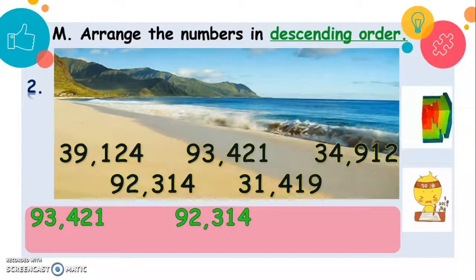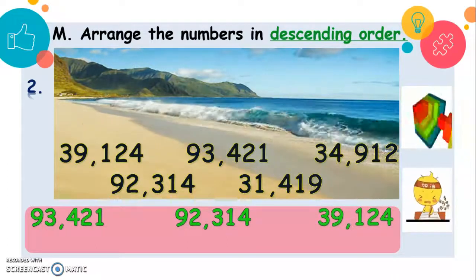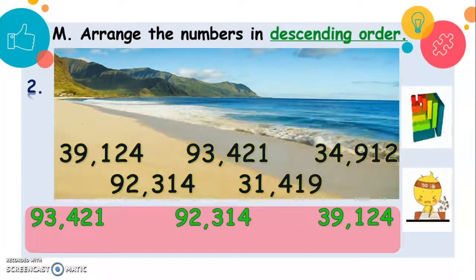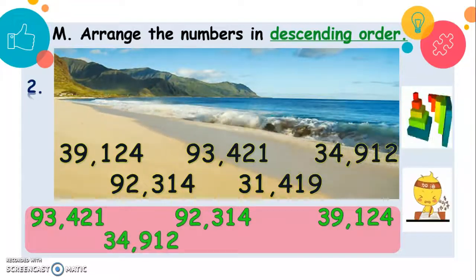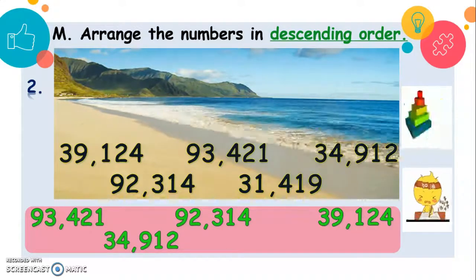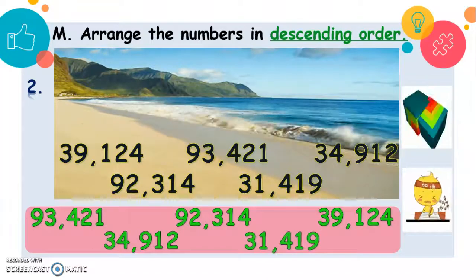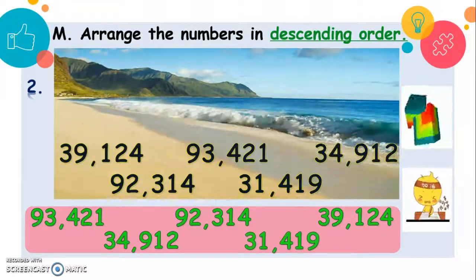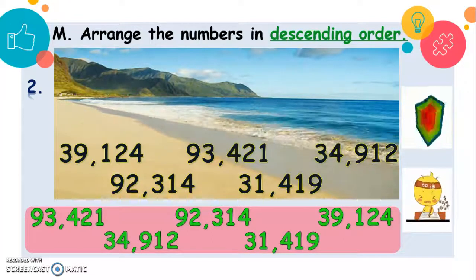The third number should be 39,124. Now, for the last 2 numbers, the next number is now 34,912. And the smallest number for this example is 31,419. So how many correct answers were you able to get from our workbook practice?